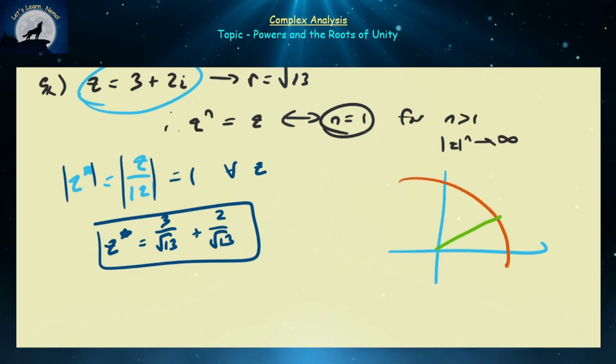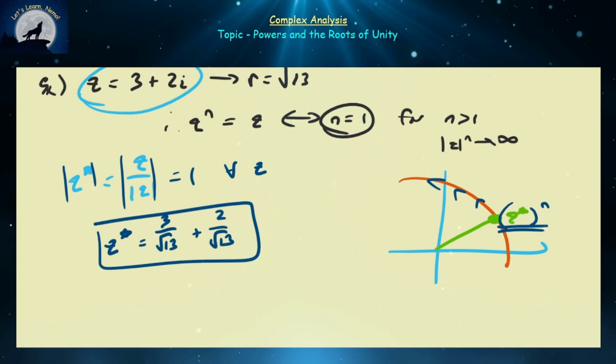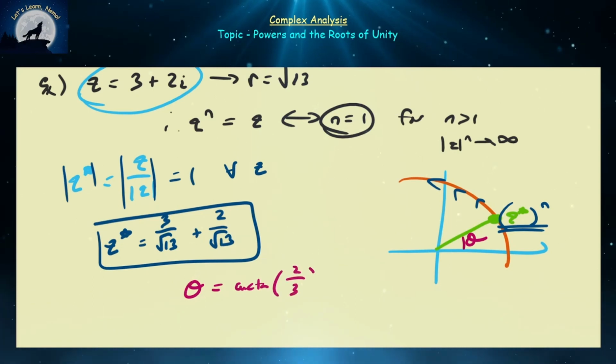So what is the power of n that I need to exponentiate this by? This is my z star, and I want to raise this to some power n, because this is going to rotate it counterclockwise. What does that n have to be in order for me to be at z star again? So what is this argument's theta going to be equal to? Theta is going to be equal to the arc tangent of 2 over 3, or 2 over square root of 13 over 3 over square root of 13.